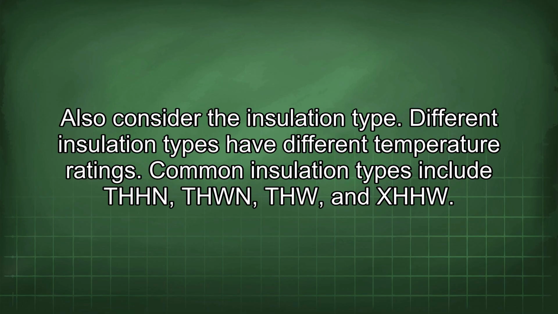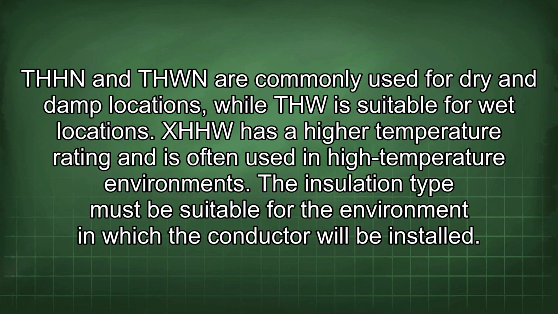Different insulation types have different temperature ratings. Common insulation types include THHN, THWN, THW, and XHHW. THHN and THWN are commonly used for dry and damp locations, while THW is suitable for wet locations. XHHW has a higher temperature rating and is often used in high-temperature environments. The insulation type must be suitable for the environment in which the conductor will be installed.